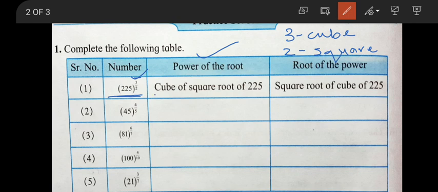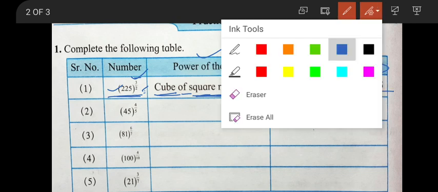3 will be read as cube. The root down is 2, so the root is square root. 2 is nothing but square. Therefore, cube of square root of 225, this number. And here root has to be read first. Root means this 2, and 2 is read as square. Square root of cube of 225.